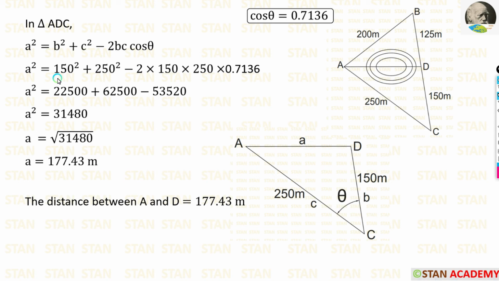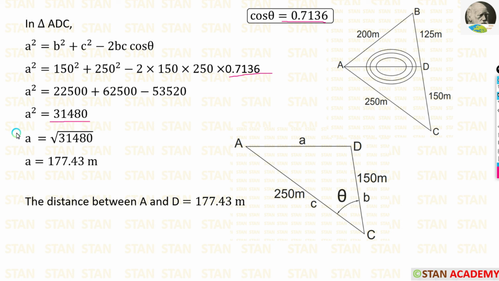We can apply the values here. b is the distance of DC, that is 150. c is the distance of AC, that is 250. In the previous step we have calculated the cos theta value, that is 0.7136. We can apply here. After calculations we are getting a square is equal to 31480.